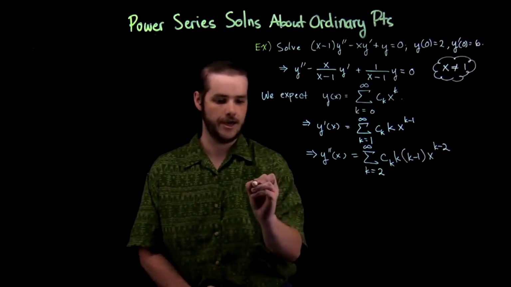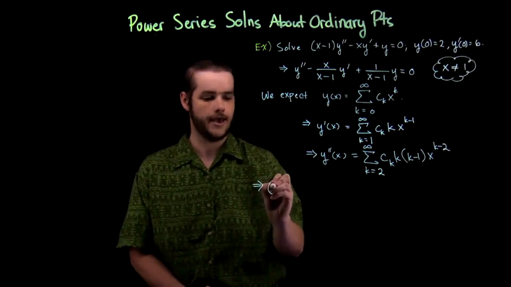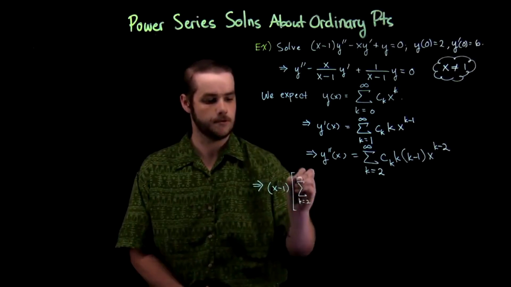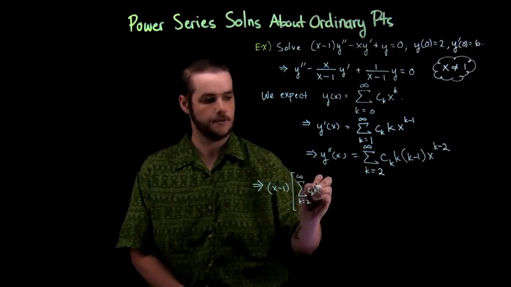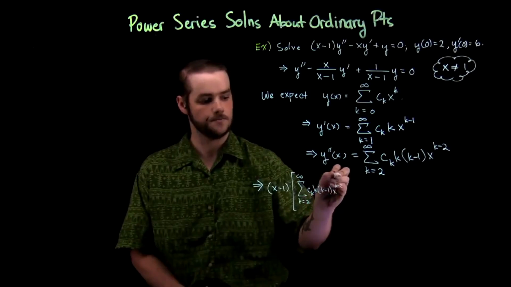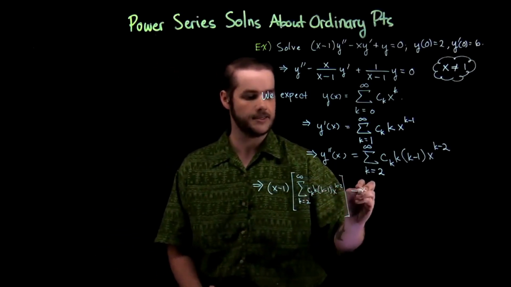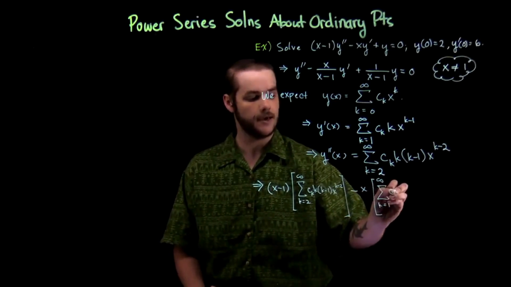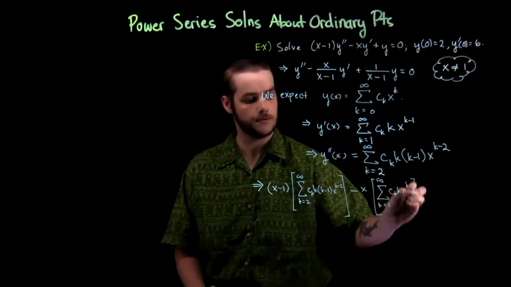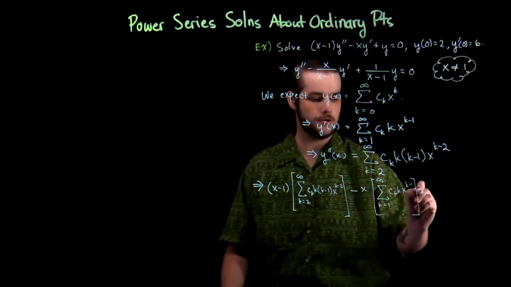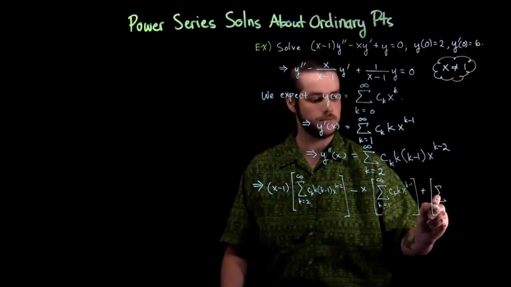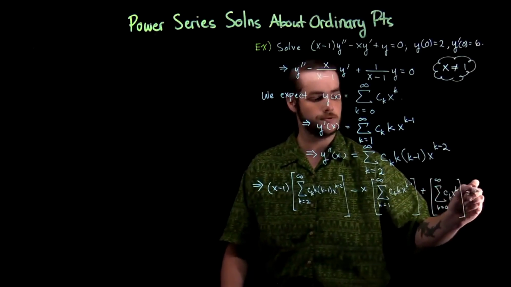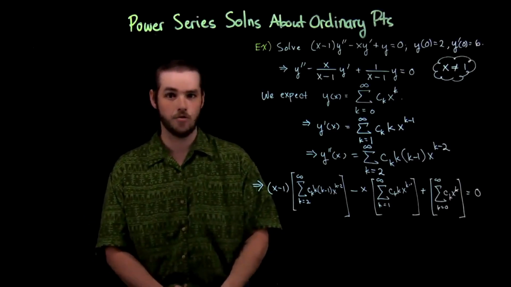In other words, I should have that (x minus 1) times y double prime, which is that sum, c_k, k, k minus 1, x to the k minus 2, minus x times the sum from 1 to infinity, c_k, k, x to the k minus 1, plus y, which is the sum from 0 to infinity of c_k x to the k, should equal 0. And now we've got a lot of fancy algebra to do.